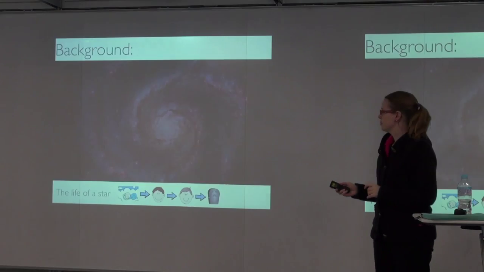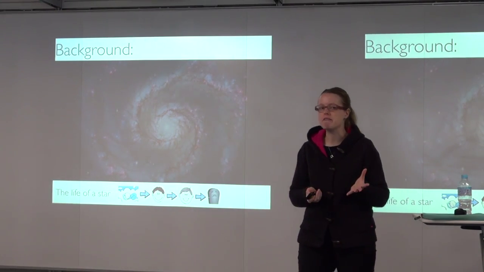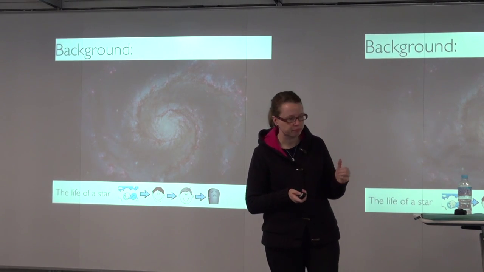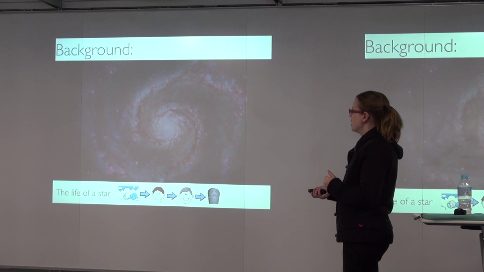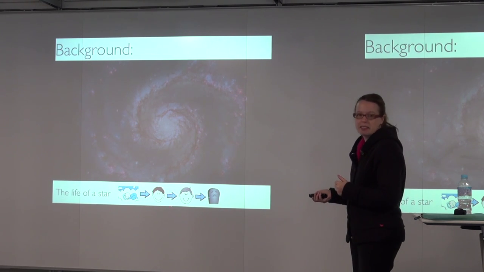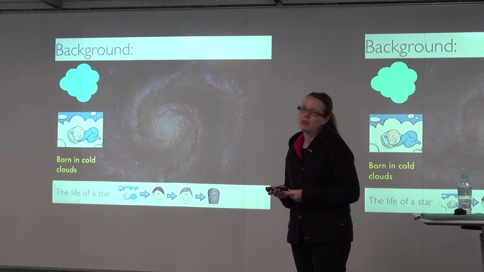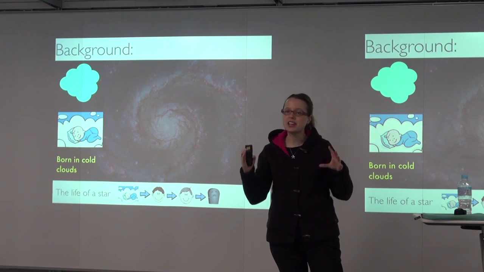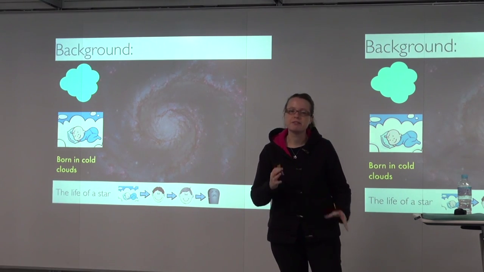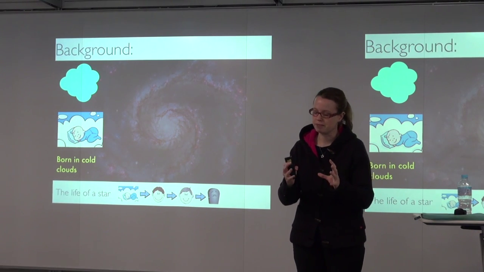So, let's begin with a bit of background. How does a star live? What is its lifetime? So, going from birth to adolescence to adulthood and then to death. So stars are born in cold clouds of gas. That red that I showed you on the image is actually very cold and very dense, and in the middle of there we're going to get some stars.